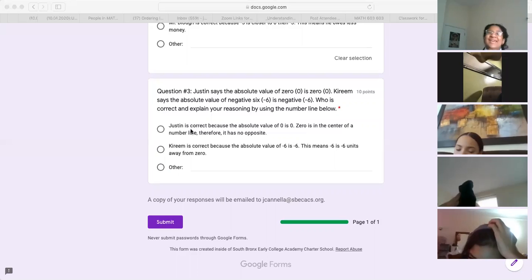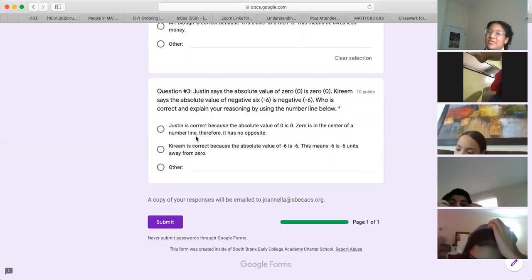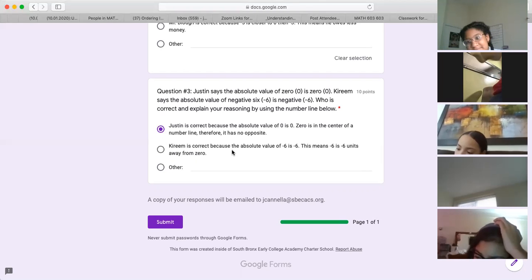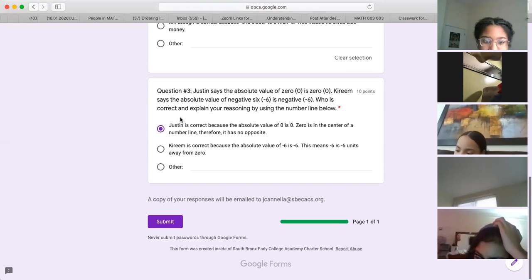Because I switched it around. I was reading the question. Oh, okay. Justin is correct because 0 is 0. Negative 6 cannot be negative 6. It has to be the distance apart. Very good. See how easy that was? And if you get all these answers right, you should get a 100.